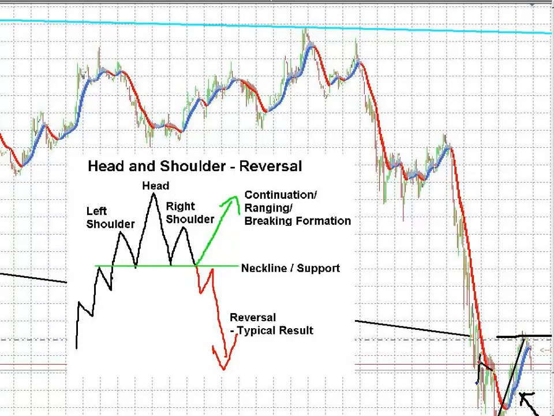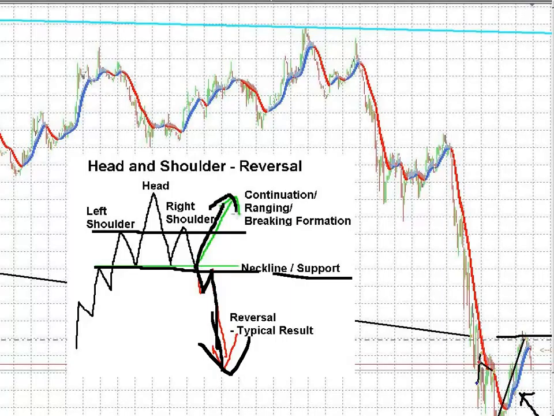So you have an uptrend, then it forms the left shoulder, comes down on support, bounces up to form a head, then it bounces up near the left shoulder again to form a right shoulder, and then it typically breaks the neckline, which is your support level, and it reverses down. That's your typical result, or it can also be a continuation of this uptrend and it goes back up.